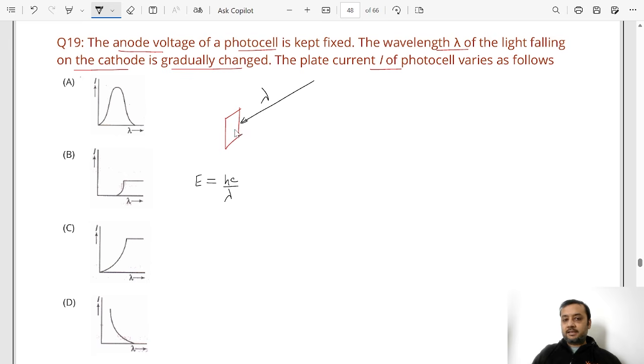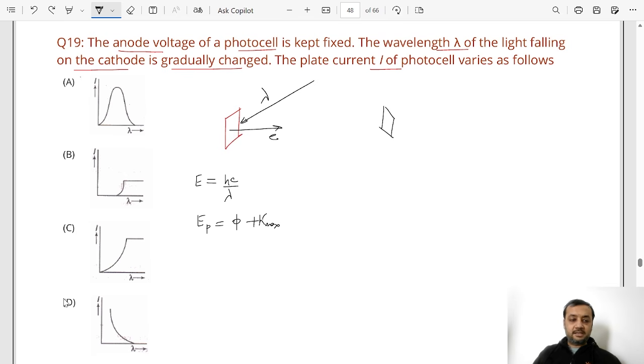What will happen is that k max will start decreasing. The energy of the emitted electrons will start decreasing because the energy of the photon is decreasing. Remember that the energy of the photon is equal to phi plus k max. What this essentially means is that the electrons which are emitted, their energy will start decreasing. That means fewer and fewer electrons will reach the anode, so the current will decrease slowly. But when lambda goes beyond lambda cutoff, or the threshold wavelength, the photoelectric emission will stop, and the current will become 0.